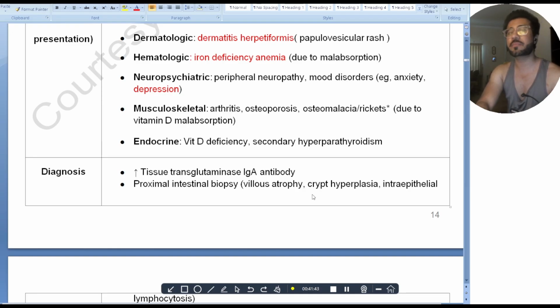Why do we get crypt hyperplasia? Because the cells of the villi are destroyed. So the crypts are the areas where a lot of mitotic activity is happening, and that mitotic activity replaces all the cells that die in the villi. So since the villi are constantly being destroyed, there is hyperplasia in the crypt in order to replace those cells.